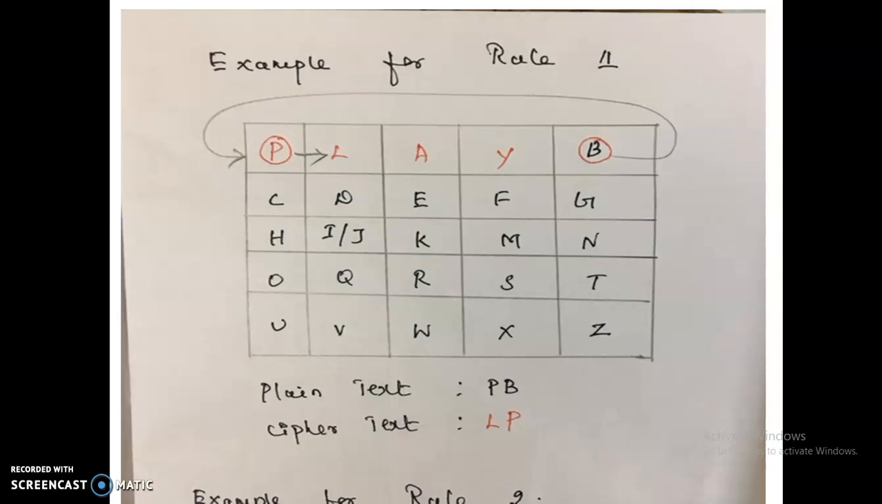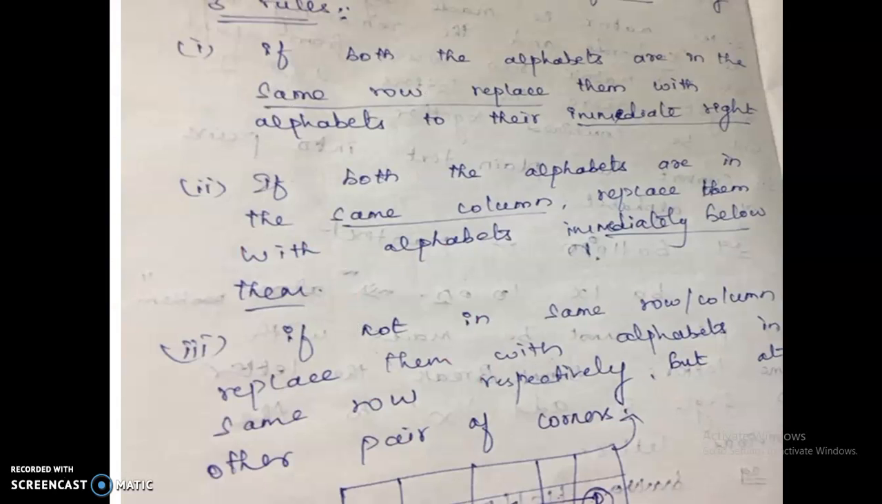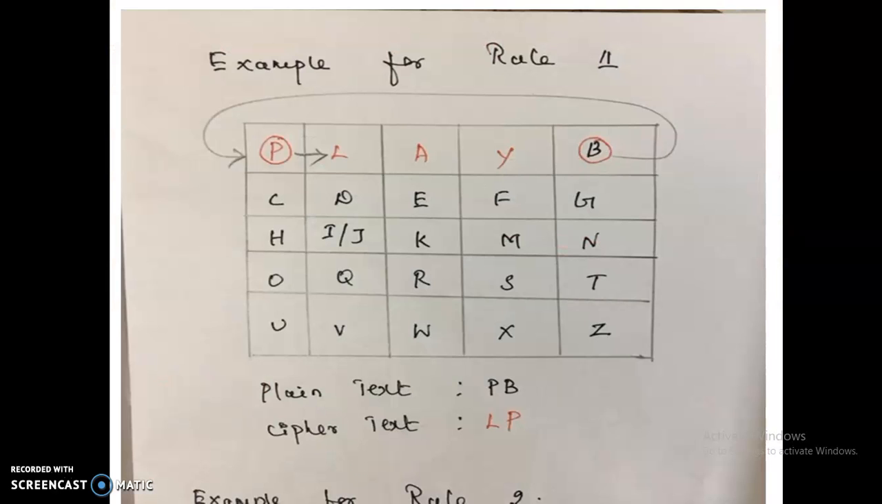Because in this example I took the keyword and plain text as secret, here the letters are only applicable for rule 3 only. For example, what is rule 1? If both letters are in the same row, replace them with the letters to their immediate right. So this is the example for rule 1. If the two plain text letters are in the same row, replace them with the immediate right. So the letter P is replaced with L. If B is the plain text, its immediate right is P. So P is replaced with L, B is replaced with P. Okay, this is rule 1.